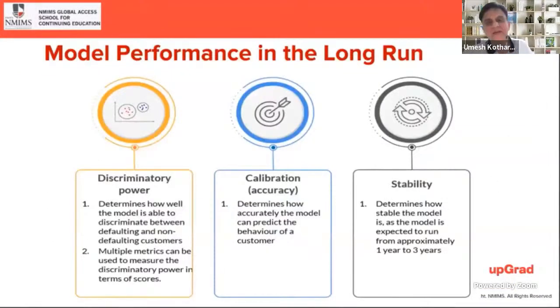So how do you decide whether your model is performing well or not in the long run? You have three variables there: the discriminatory power of the model, calibration, and stability of the model.